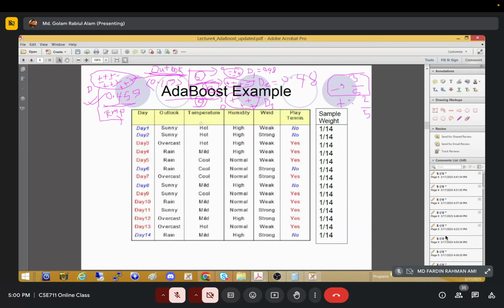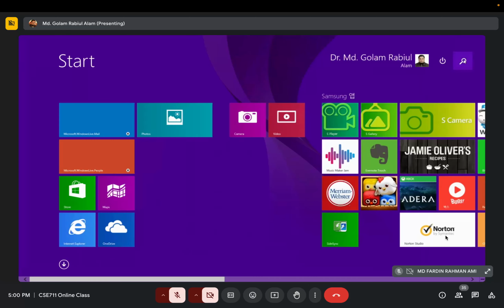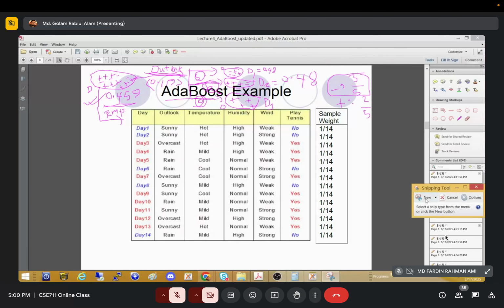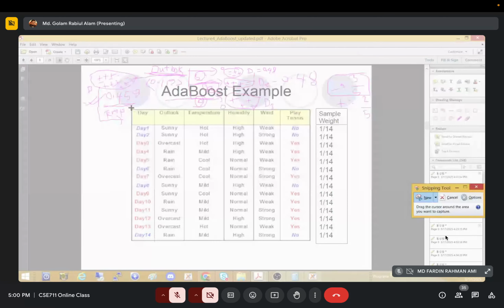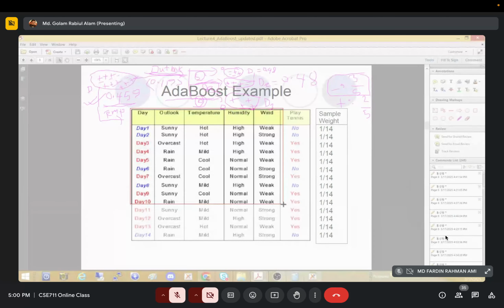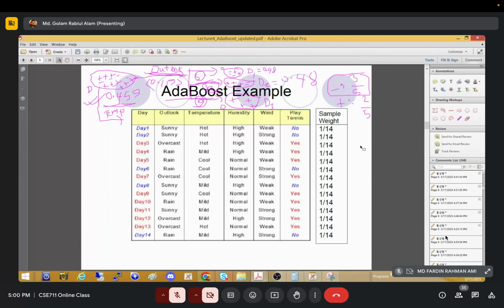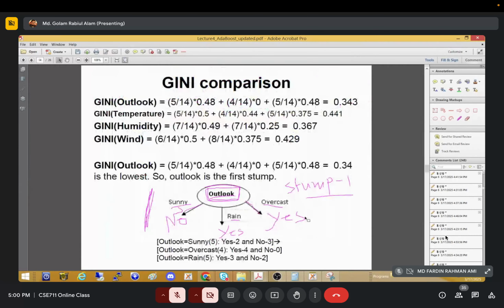Now we have to pass this data set to our stump. So this is our data set, and we have to pass it to the stump, that is the constructed stump. So this is our stump. Then if we pass this here, what will be the output from the stump?